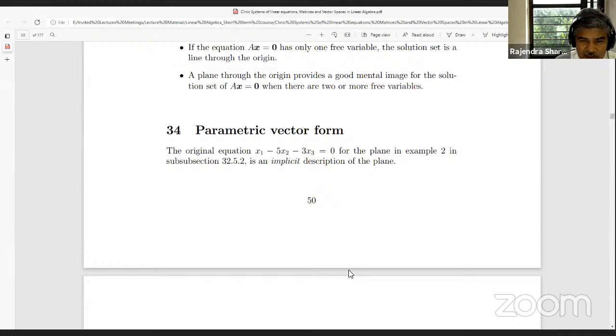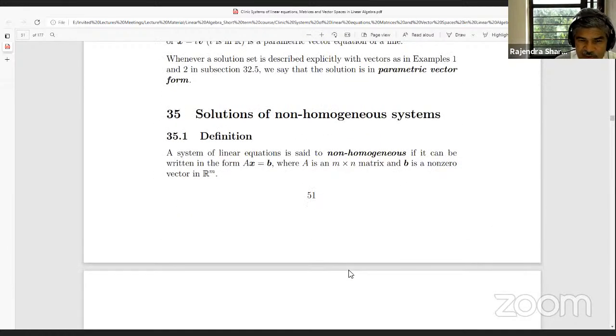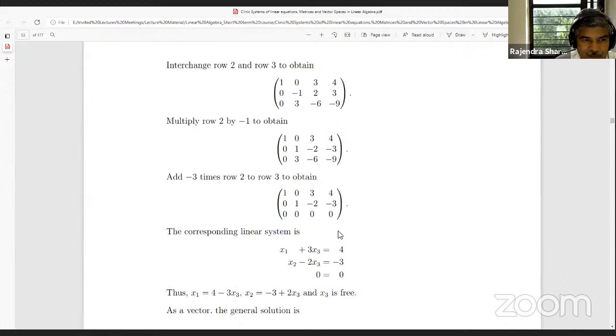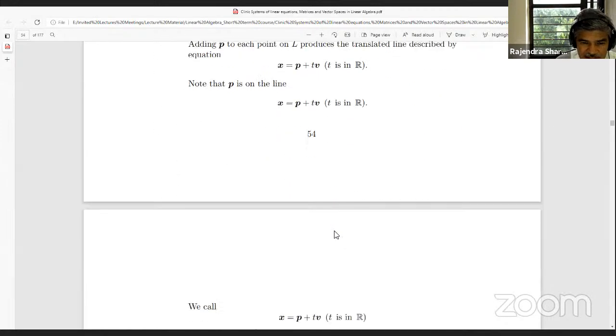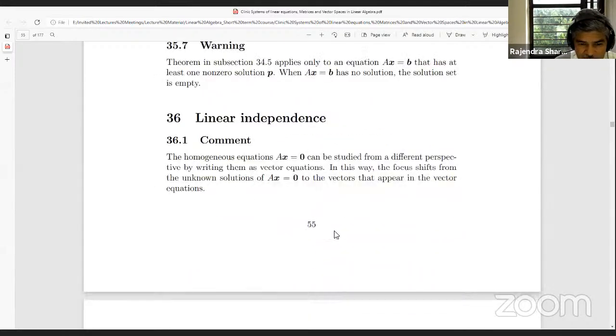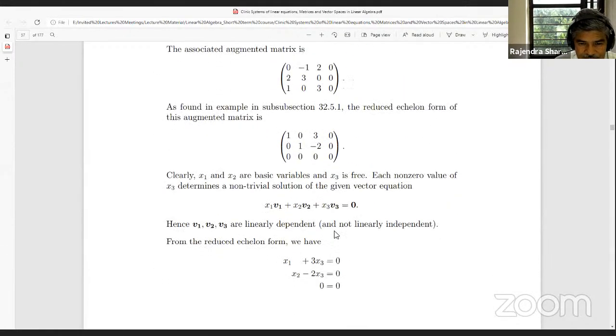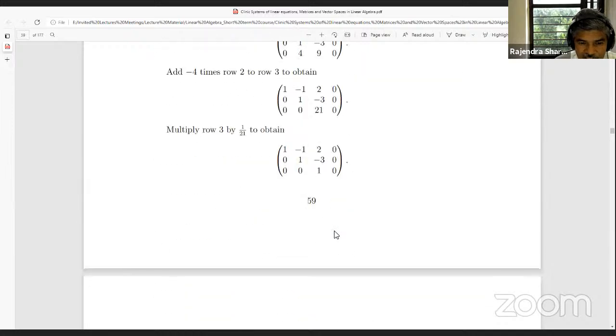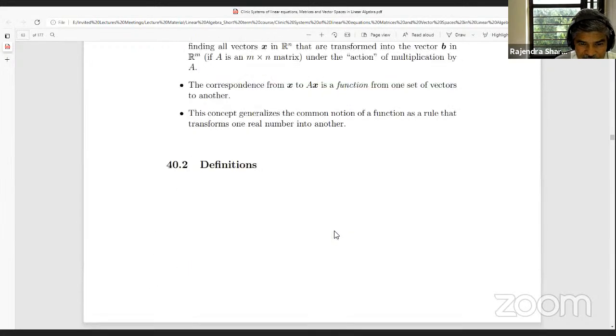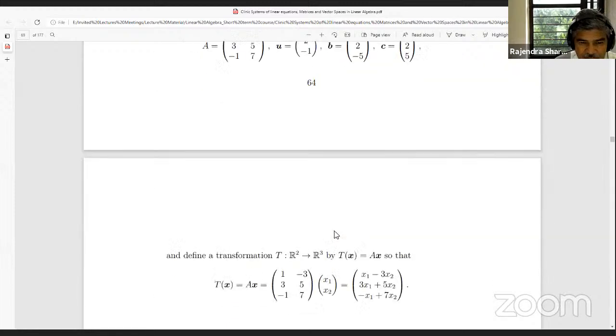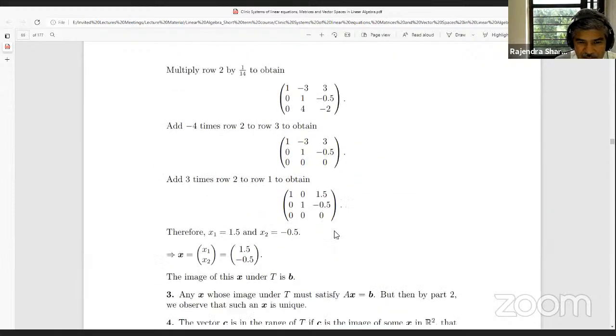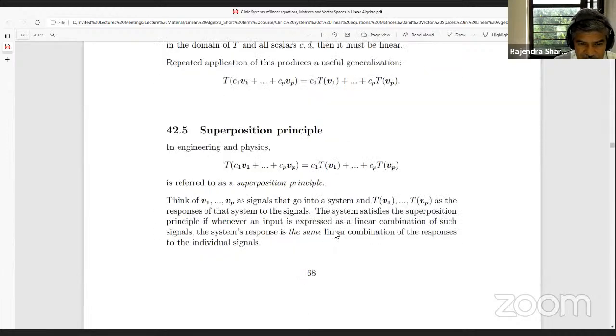So it's all the parametric form. Homogeneous means where all entries on the right side of the equal sign are 0. Non-homogeneous means at least one non-zero entry is there. So like that, this is... superposition plus 2.